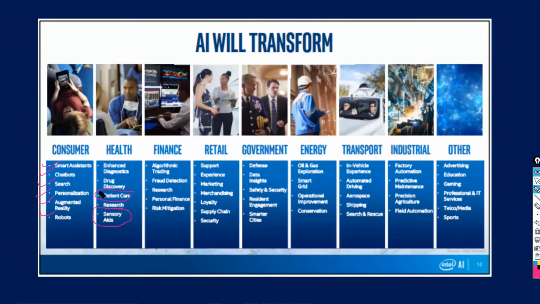Sensory data, enhanced diagnostics if you talk about COVID-19 and everything, trading, then fraud detection, risk mitigation, most of retail support, placement of your items in the store, loyalty programs, supply chain, security, and many more aspects. There are many more aspects to each of these, and you might already be seeing them implemented in your day-to-day life. You can see education, gaming, and a bunch of services where AI can be implemented, and AI can transform this field into almost anything.